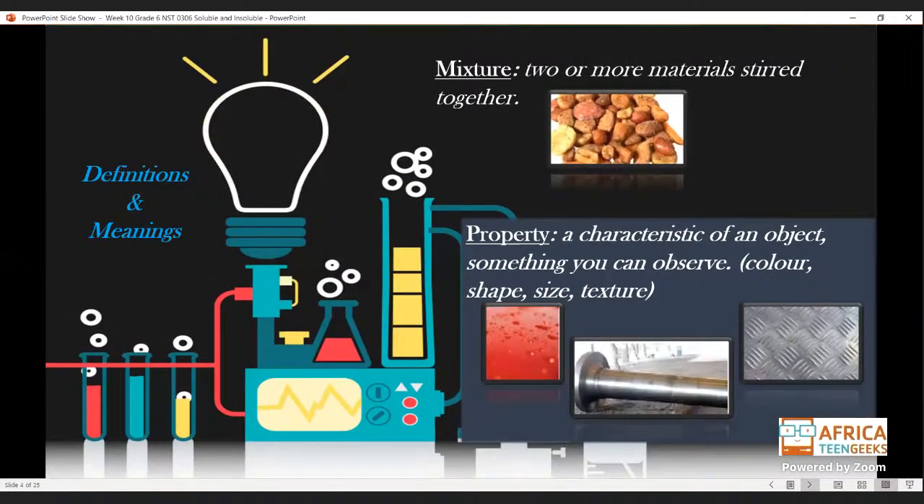This is kind of what we started with yesterday, the meanings of a mixture and a property. A mixture is when you mix two materials together and you can still see the two separate materials. A property is a characteristic of an object, so you can recognize it by its shape, its color, its size, its texture, and so on.